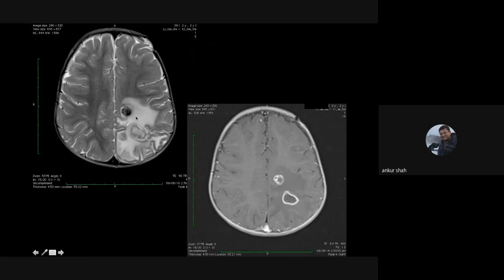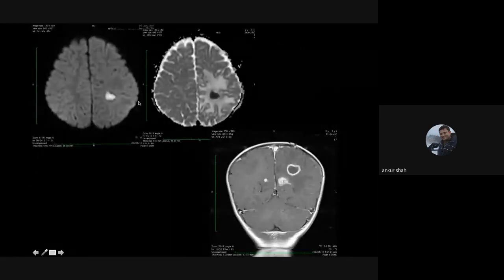Here, there are again multiple tuberculomas, and some of them are showing diffusion restriction. So this is the appearance of abscess. Whenever there is a brain abscess, it is seen just like an infarct. It will show diffusion restriction, but it will show peripheral enhancement. And this is the classical appearance of multiple tuberculoma with a focal area of tubercular brain abscess.